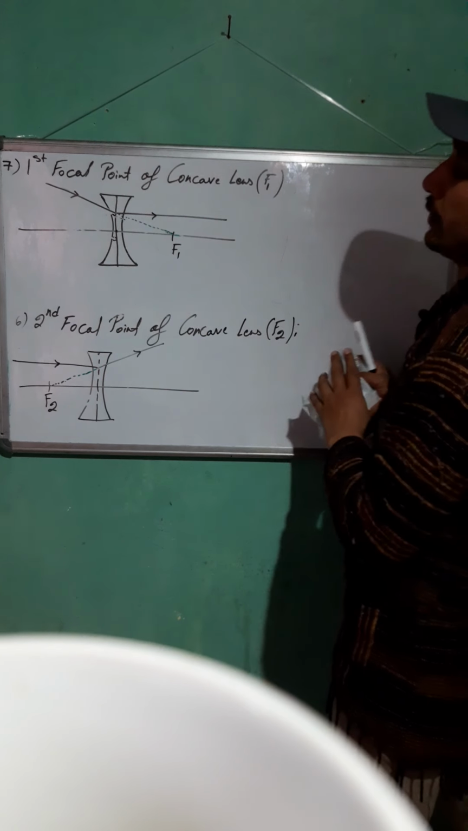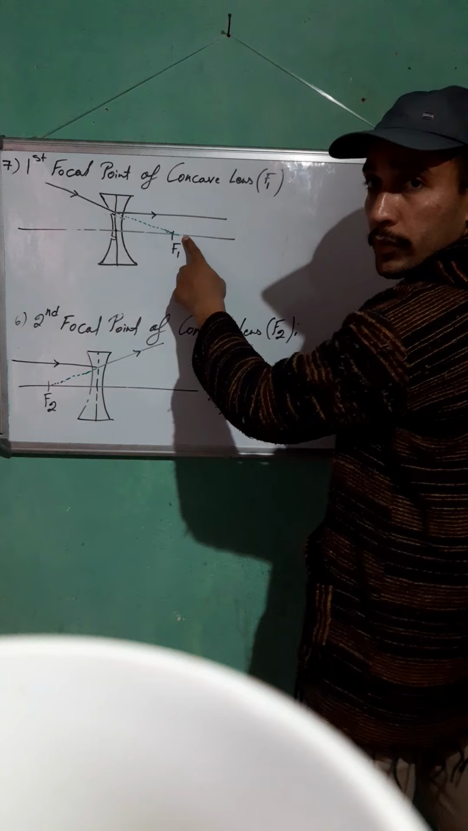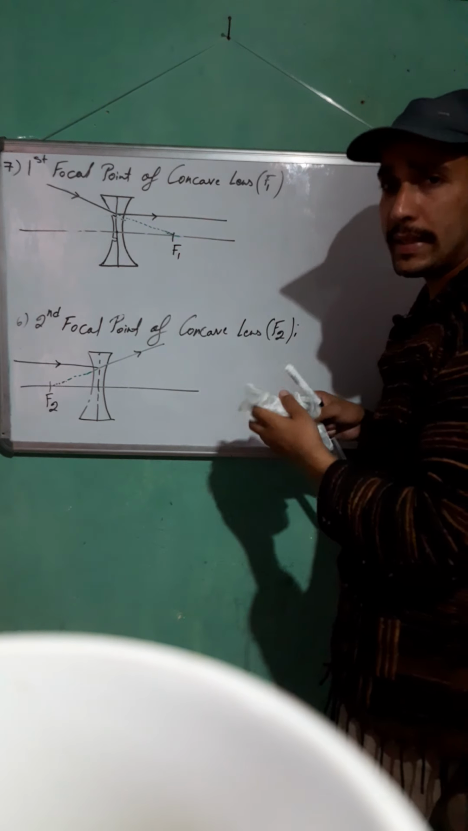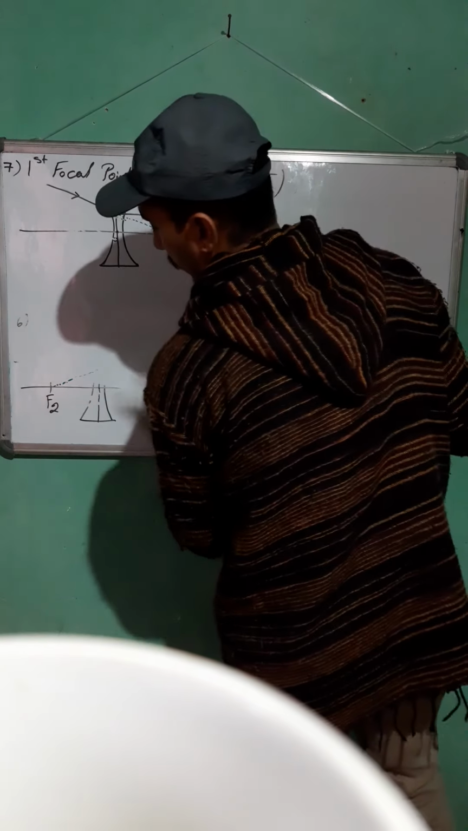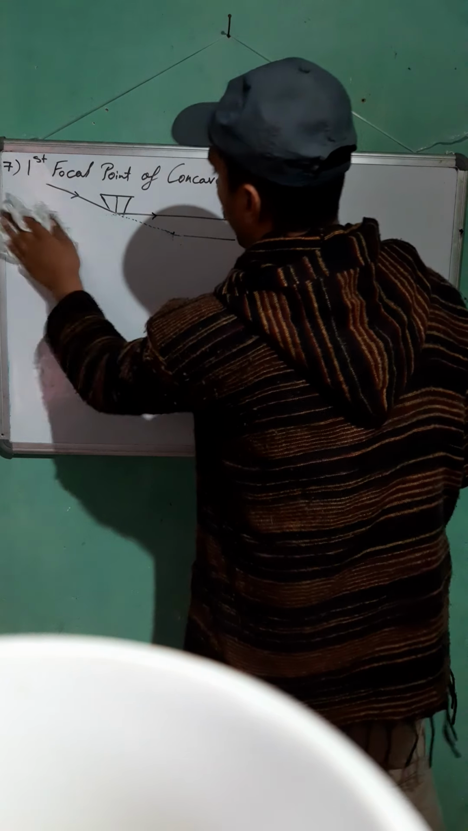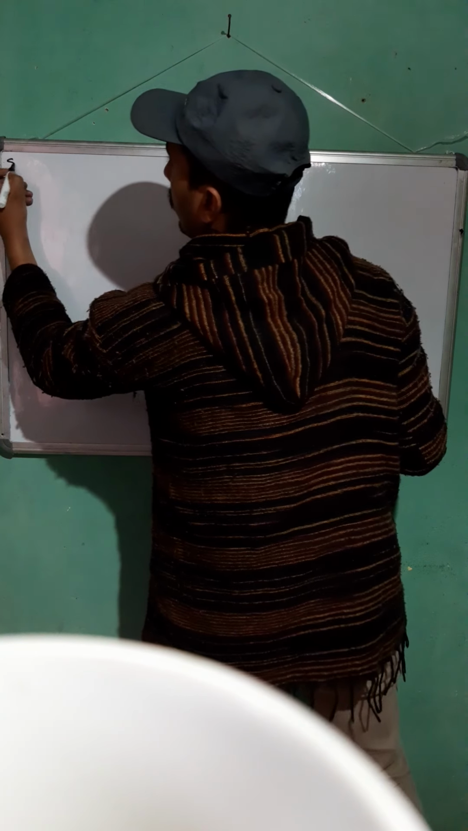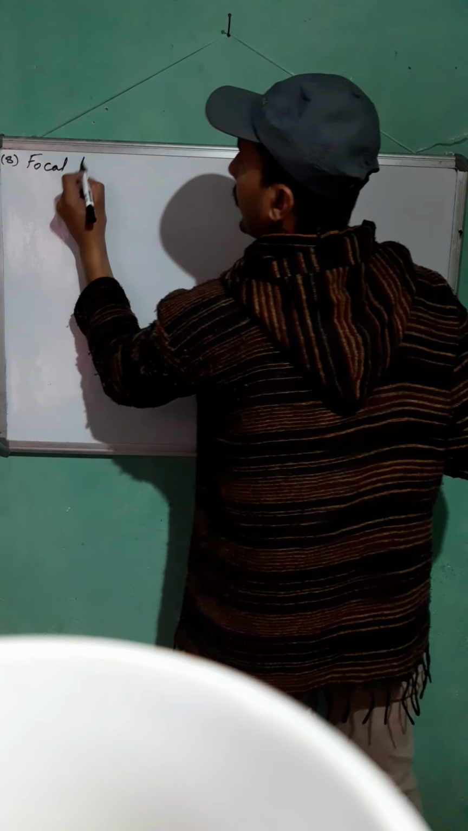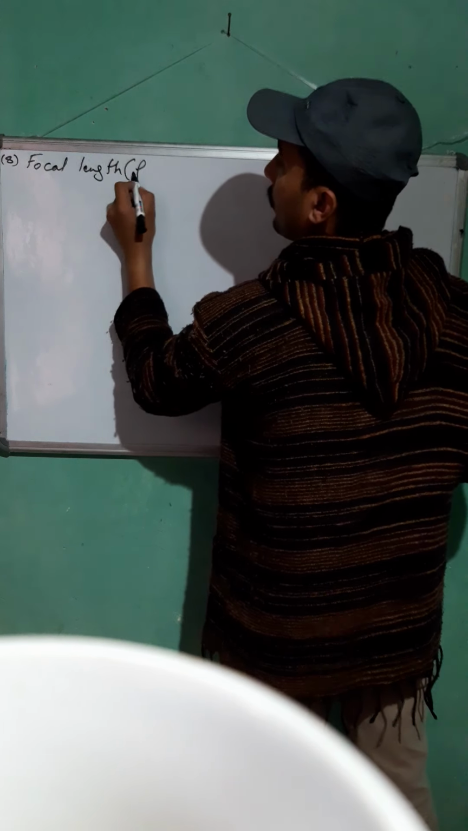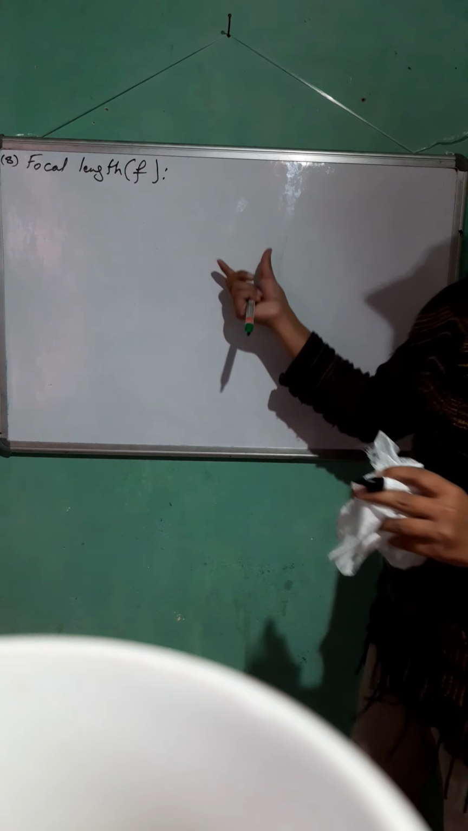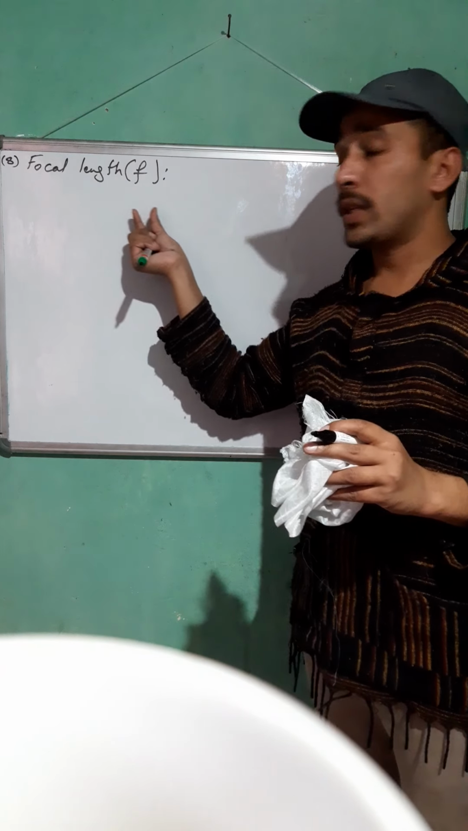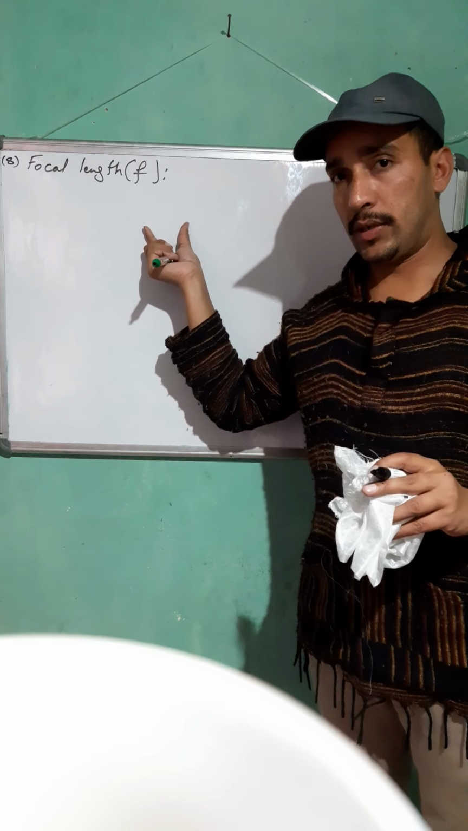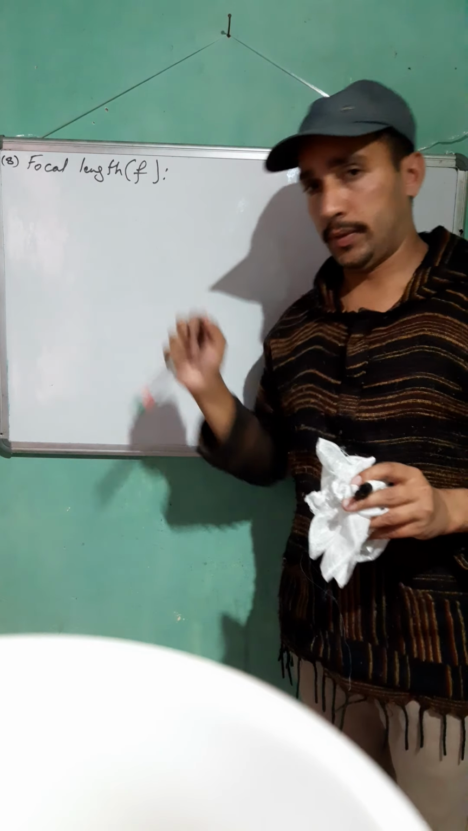Next is focal length. It is the distance between the first focus and the optical center of the lens. Focal length is denoted by small f. So this is the distance between the focus and the optical center of a lens. It is denoted by small f.